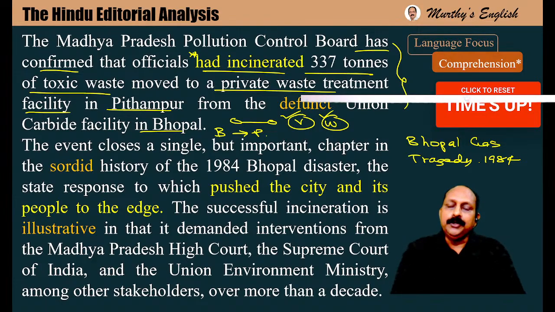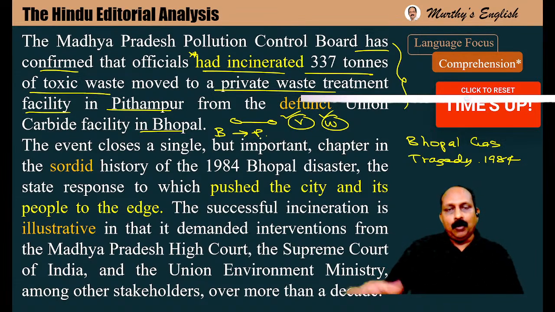Now, based on this, you should guess. Imagine tragedy happened in Bhopal, but the toxic waste has been taken to Pithampur. Obviously, it is sheer common sense. The residents of Pithampur will object. Immediate reaction, spontaneous reaction. Why do you want to dump the toxic waste in our place?